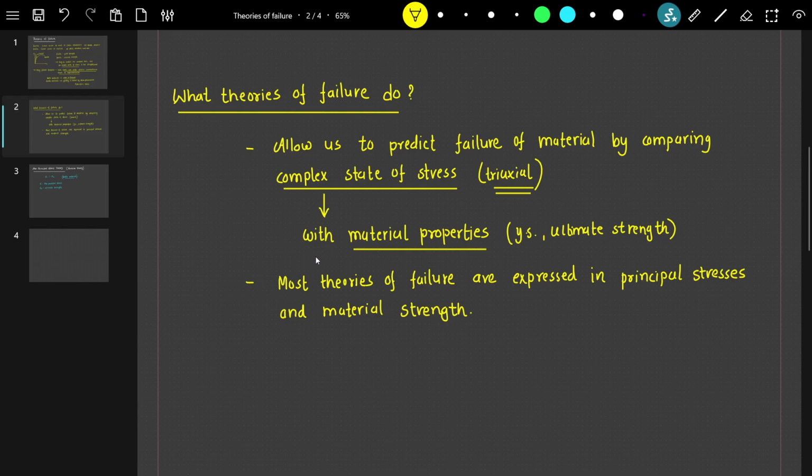And the state of stress, we know, is an arbitrary state of stress. We can define it like sigma ij, which will have six stress components. But the stress state at a point can also be described using three principal stresses, right? We have seen this in the concept of stresses. Therefore, most theories of failure are expressed in principal stresses and, obviously, material strength, that is yield strength and ultimate strength. So with this, let's see the theories of failure.